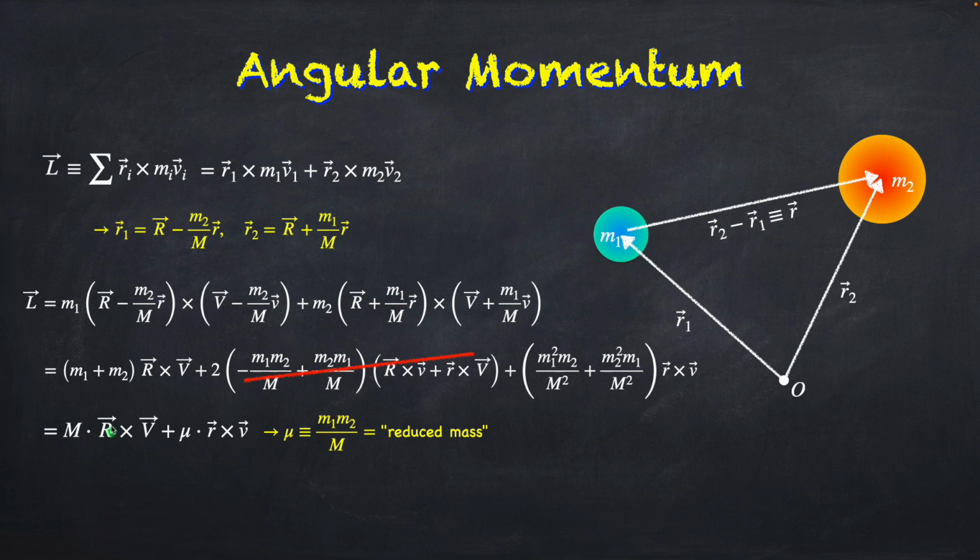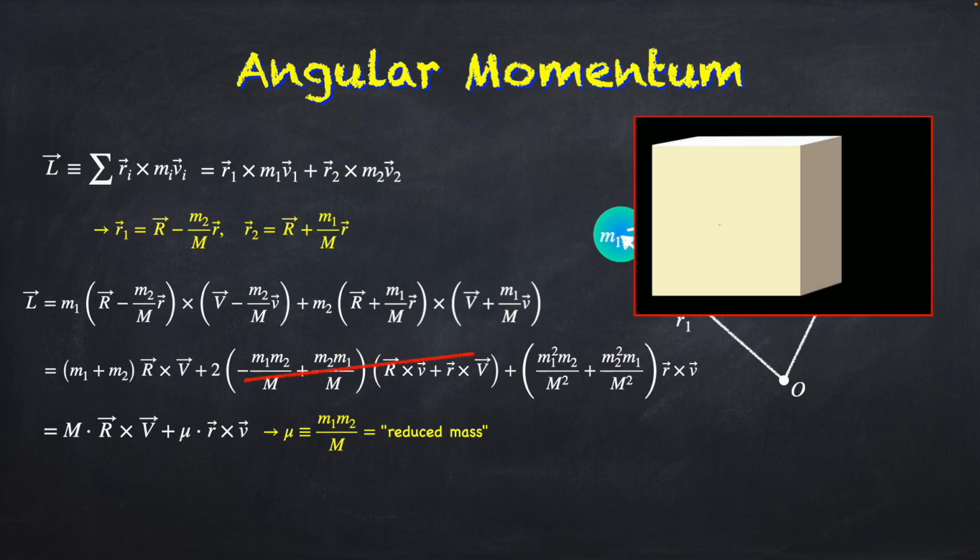This first term is the total mass of the system times the center of mass position crossed with the center of mass velocity. This is just the angular momentum of the center of mass. This term has to do with the angular momentum of the relative positions of these masses because it's the relative position crossed with the relative velocity. So you can think of this like these two bodies are in a big box, and this term here is the angular momentum of that box. You don't know what's in the box, you just see this box moving, and it's got some total mass M, a position capital R, and a velocity capital V, and this term is its angular momentum.